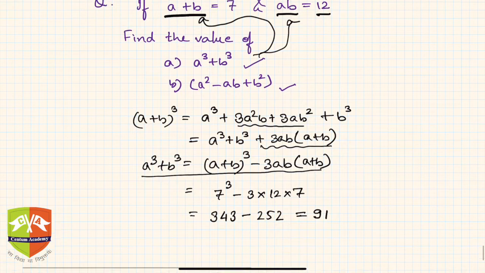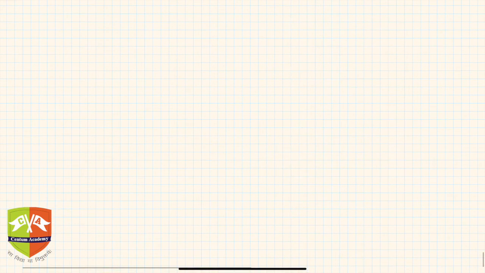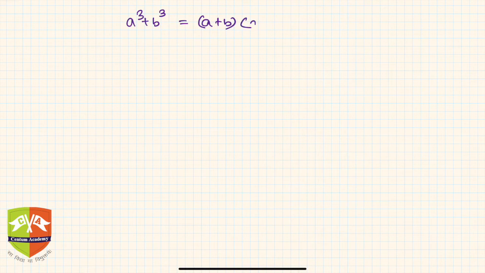Okay. Now let us find out a square minus ab plus b square, this one. How to do that? We know another identity where this is involved. So what is that? We know that a cube plus b cube is nothing but a plus b times a square minus ab plus b square. Guys, you need to remember these identities. It should be by hearted. Now, when I know this and I have already figured out the value of a cube plus b cube, and a plus b value is given, I can find out a square minus ab plus b square.